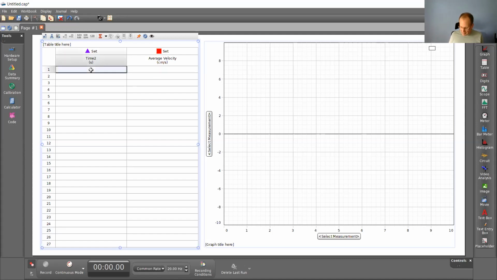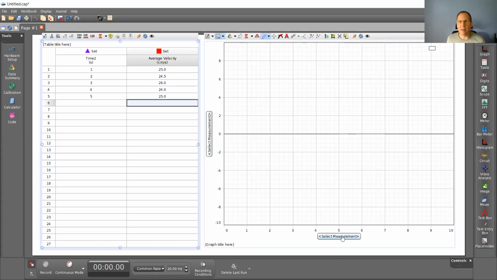Okay, so I'm going to make up some data here. Let's say my times were, actually, this is the one I don't want to use 0, right? So I'll say 1, 2, 3, 4, 5. And what you guys are going to find is that your average velocity should be pretty consistent, right? It should be about the same. So remember, in this part of the experiment, we're hoping that the cart is undergoing constant velocity. It won't be exact, but let's say my values were like 25, 24.5, 26, 24, 25. Okay, so on the x-axis, I'll plot time.